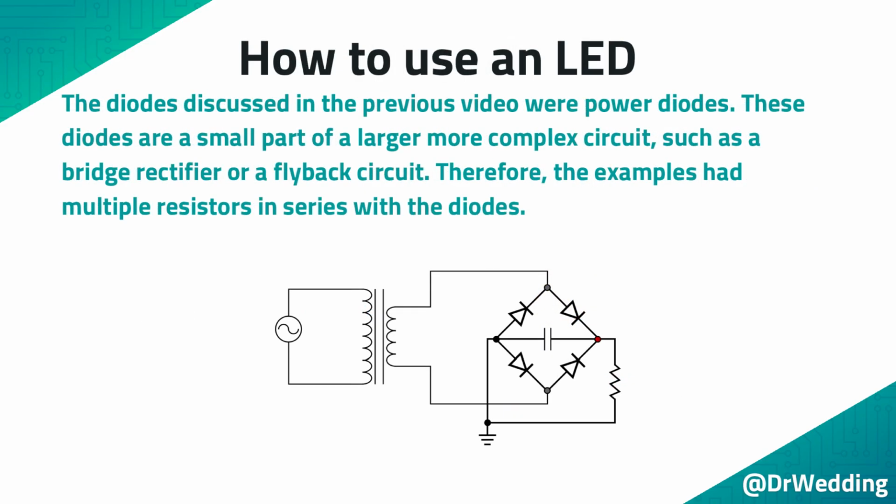The diodes discussed in the previous video were power diodes. These diodes are a small part of a larger, more complex circuit, such as a bridge rectifier or a flyback circuit. Therefore, the examples had multiple resistors in series with the diodes.